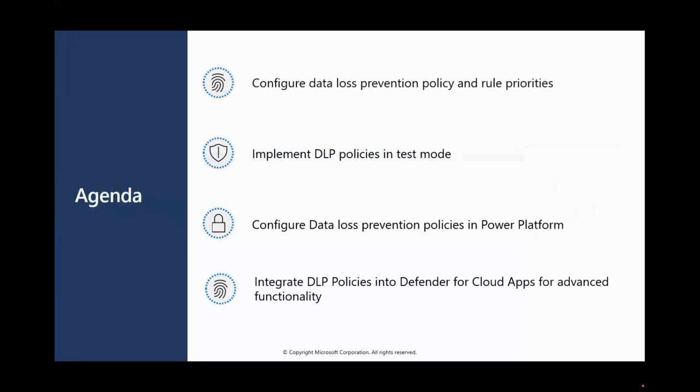Now, in this lesson number 3, we have different objectives to focus on. In this case, we're going to talk about configuring data loss prevention policy and rule priorities. Then we're going to move on and discover how to implement DLP policies in test mode.